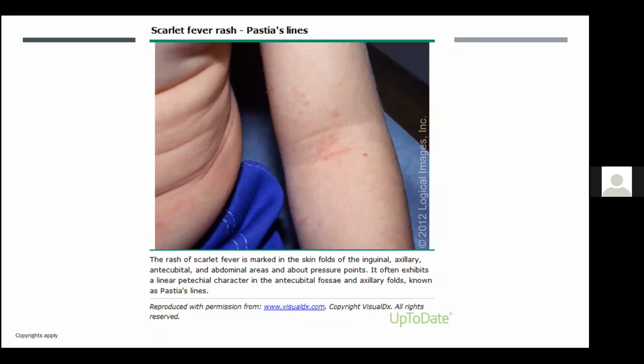You can get a similar syndrome in adolescents with Arcanobacterium haemolyticum. And Staph aureus can also produce a scarlatiniform rash.